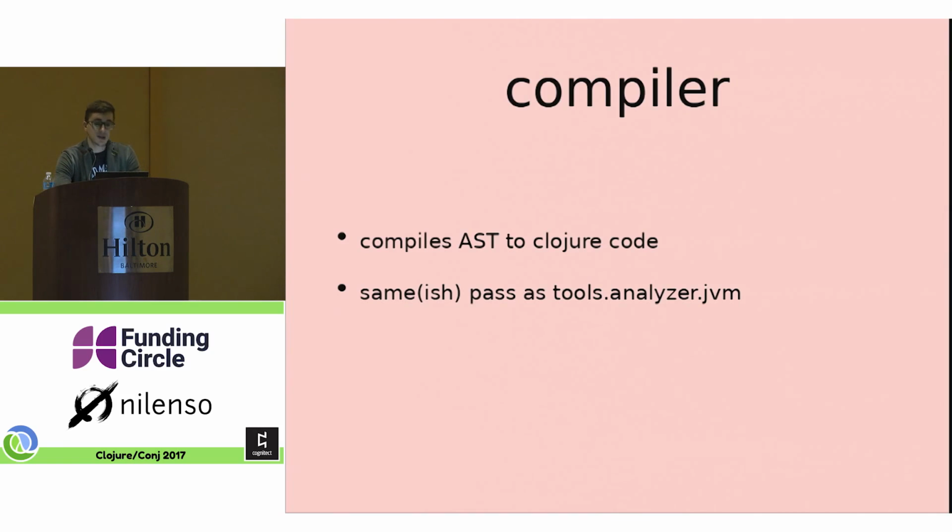The compiler is a really simple phase that takes AST and outputs Clojure code, and it's essentially the same code that Tools Analyzer uses and that CoreAsync uses as well. And this is really, really important because by reusing the same code, we're building on top of a code base that has been proven correct for a couple of years.